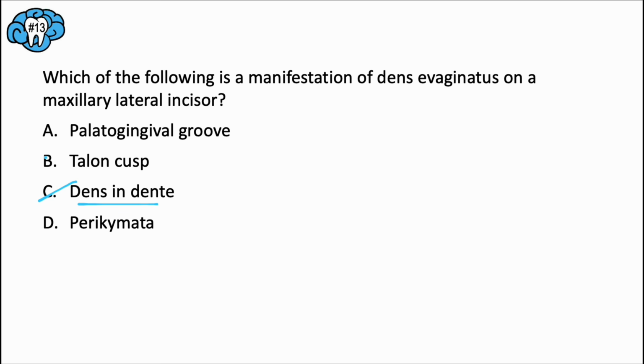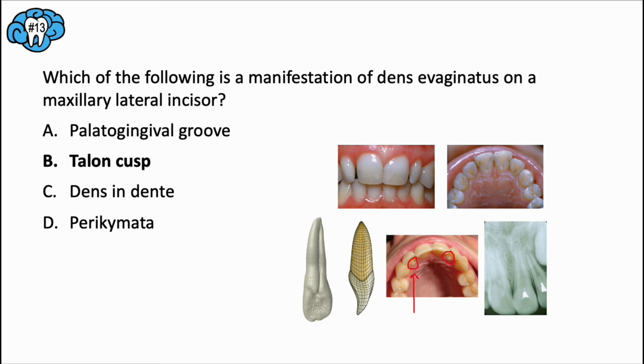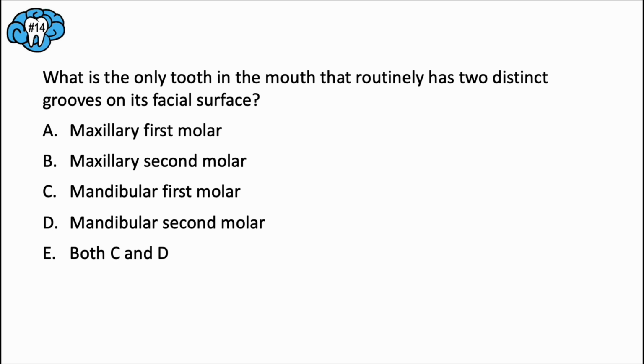And the talon cusp is a manifestation of dens evaginatus on an anterior tooth, where there's an extra cusp on the lingual surface where the cingulum is. So the answer to this question is B. And here were our examples of talon cusps, again on maxillary lateral incisors.